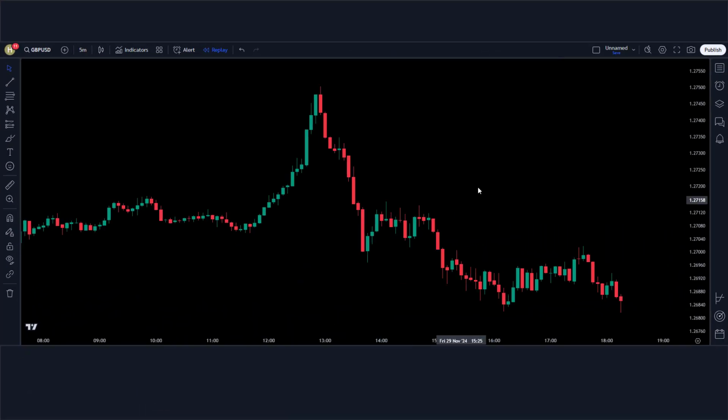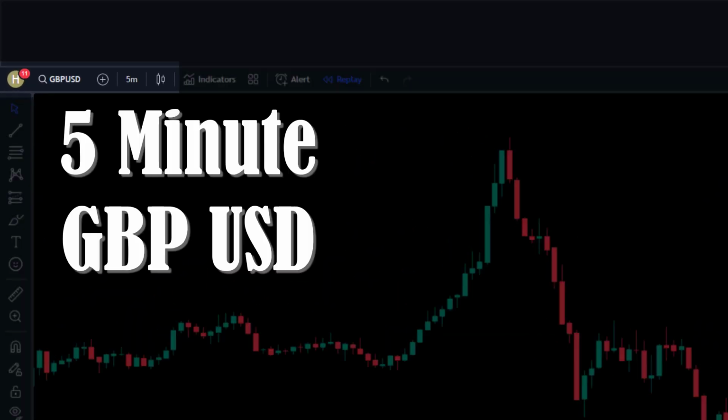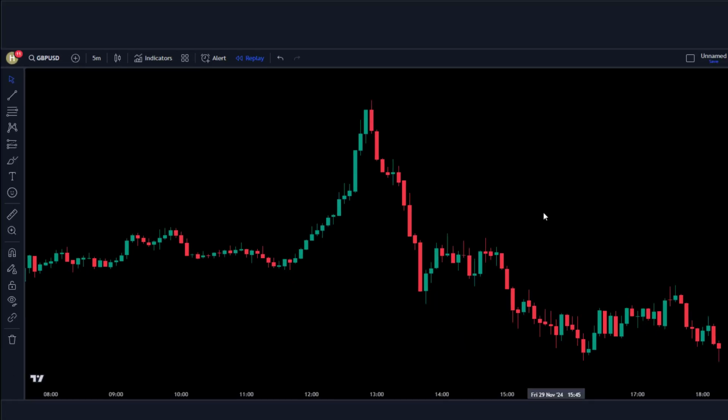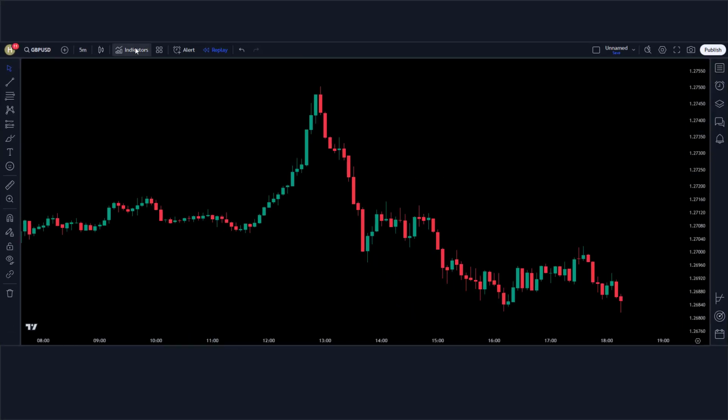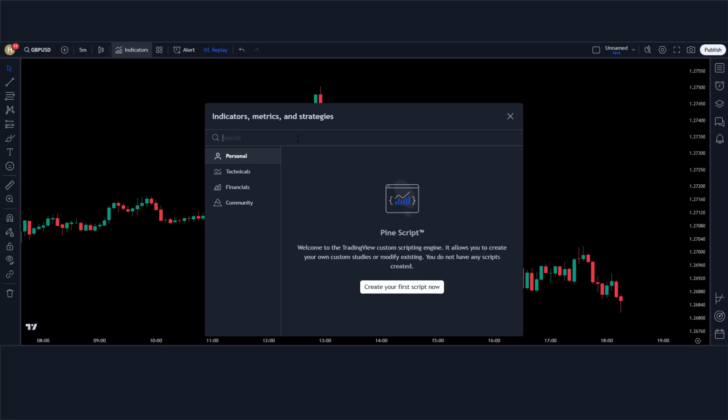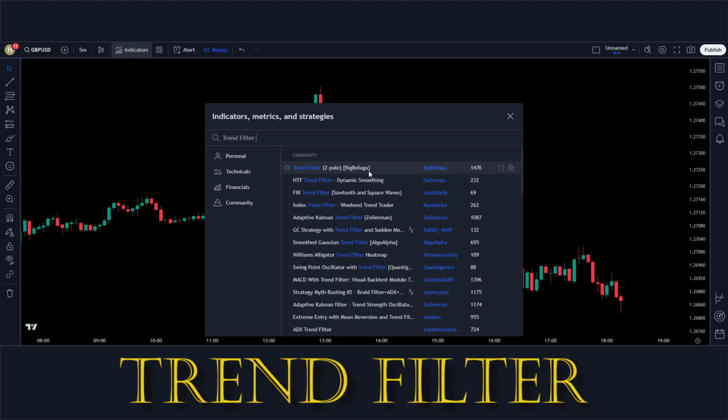So first you want to open a clean chart in TradingView. We are going to test this strategy on 5-minute time frame in GBP USD chart. Now let's add the indicator to the chart. First indicator name is trend filter.